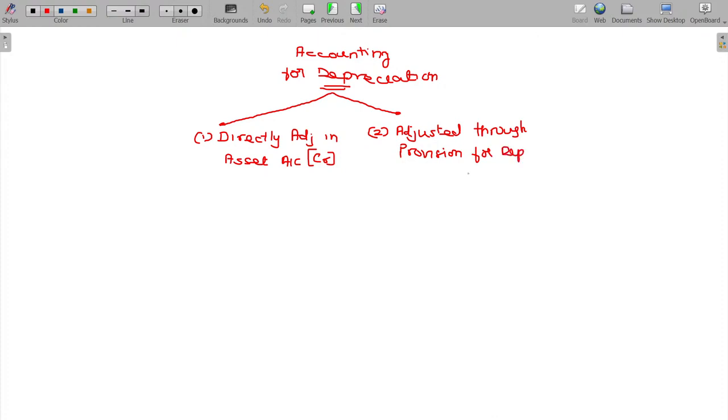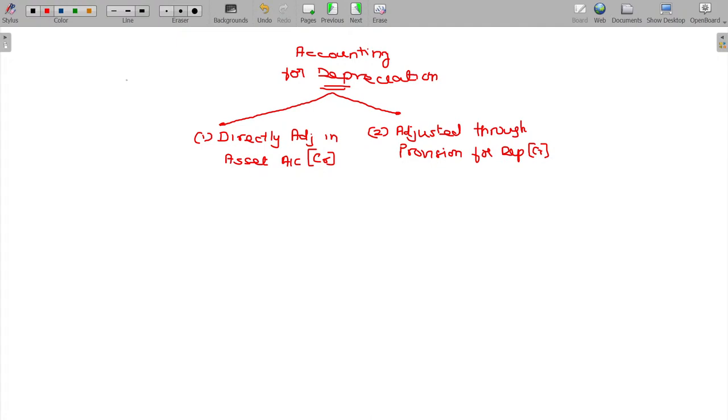While depreciating, you are going to debit depreciation and credit the provision for depreciation account. Asset பே credit பண்ண மாட்டீங்க, provision for depreciation account நீங்க credit பண்ணுவீங்க. That's the process, the second model.